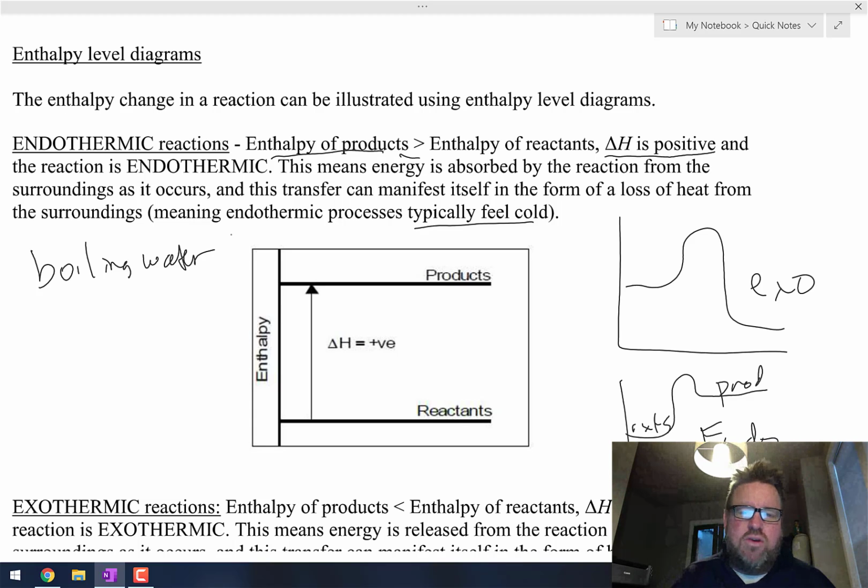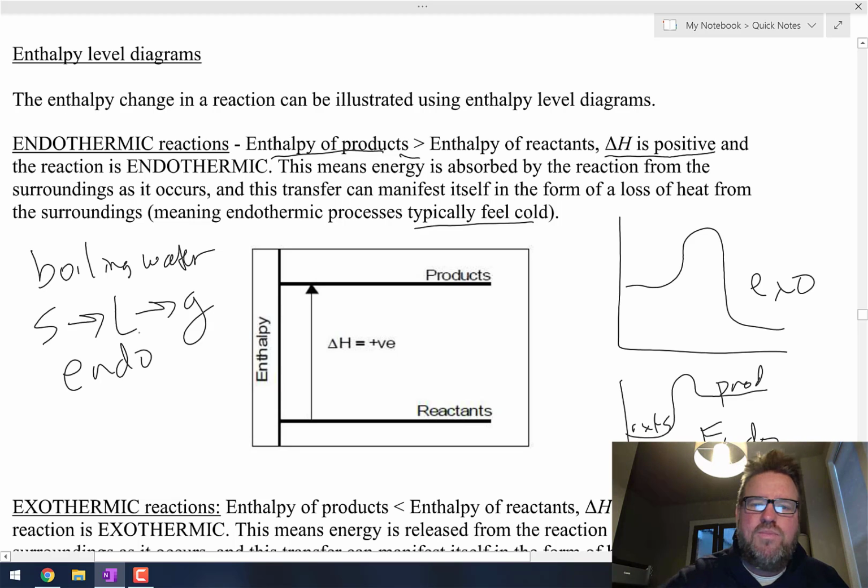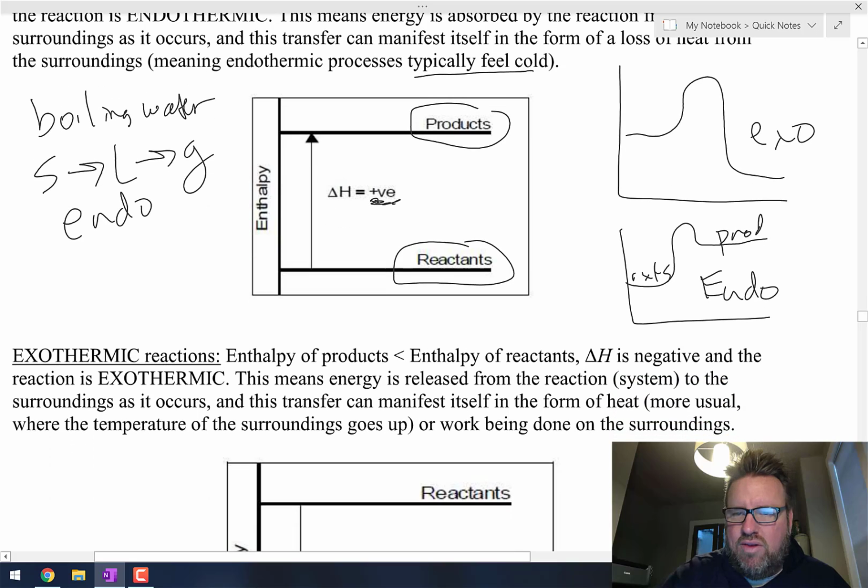But what is the water doing? It's absorbing the heat from the flame, from the burner, from whatever, allowing those water molecules to break free from each other and turn from a liquid into a gas. And anytime you go, again, solid to liquid or liquid to gas, that is an endothermic process. Okay, and again, here you can see the products, delta H, that means positive there, are greater. The enthalpy of the products is greater than the reactants.